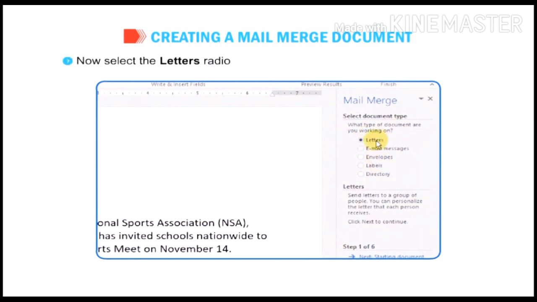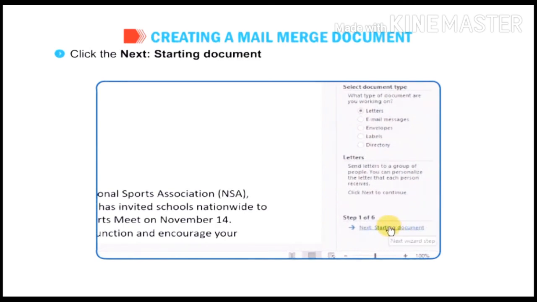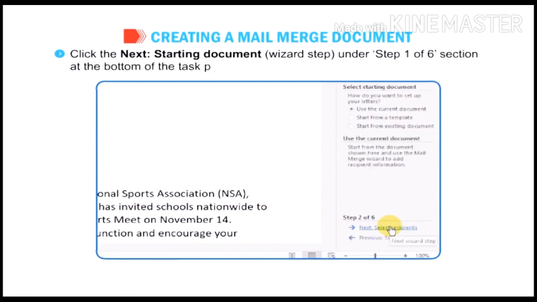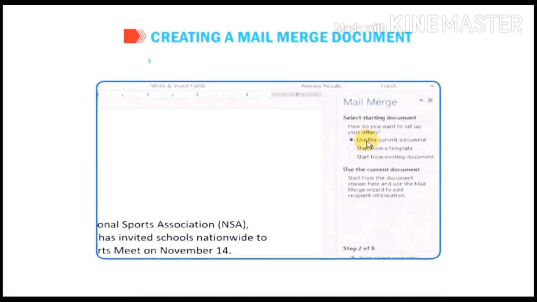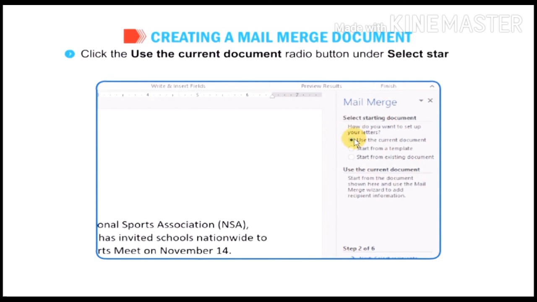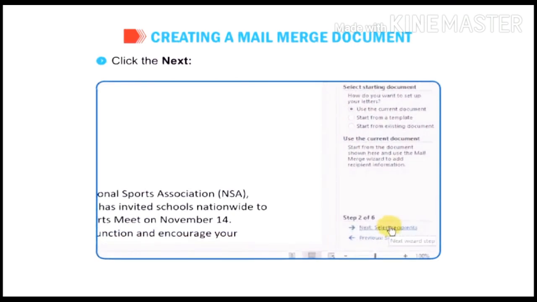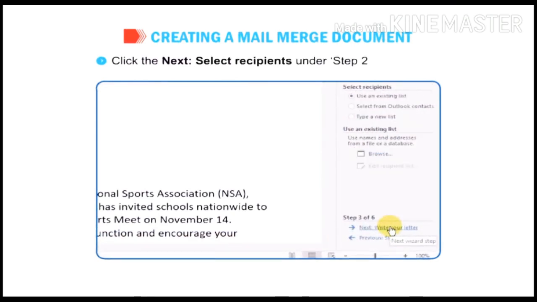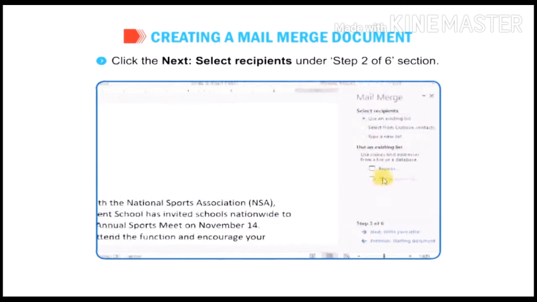Now select the Letters radio button under the Select Document Type section. Click the Next: Starting Document wizard step under the Step 1 of 6 section at the bottom of the task pane. Choose the type of letters and click the Use the current document radio button. So under the Select Starting Document section, click the Next: Select Recipients under the Step 2 of 6 section.